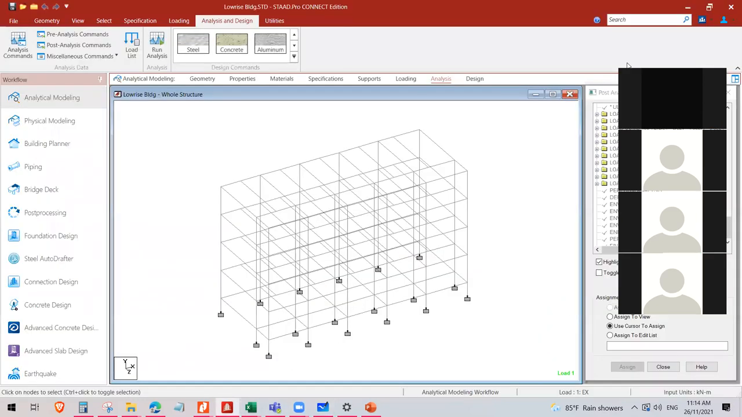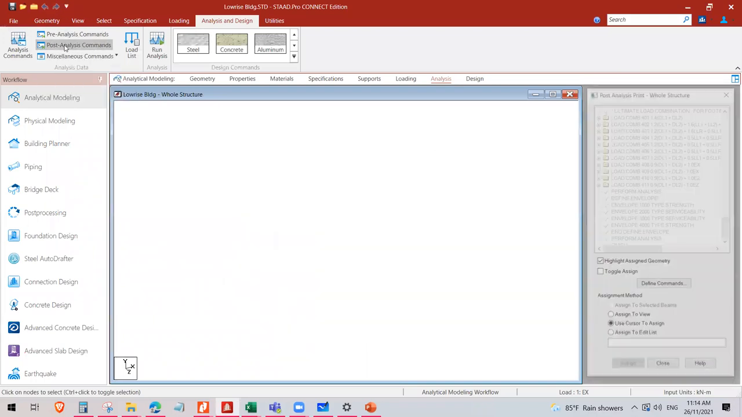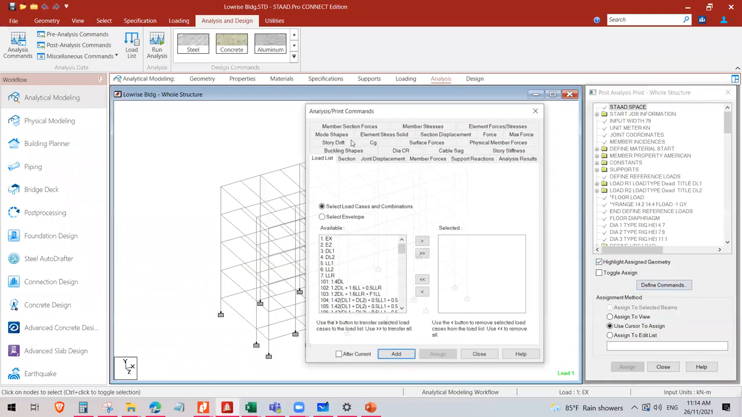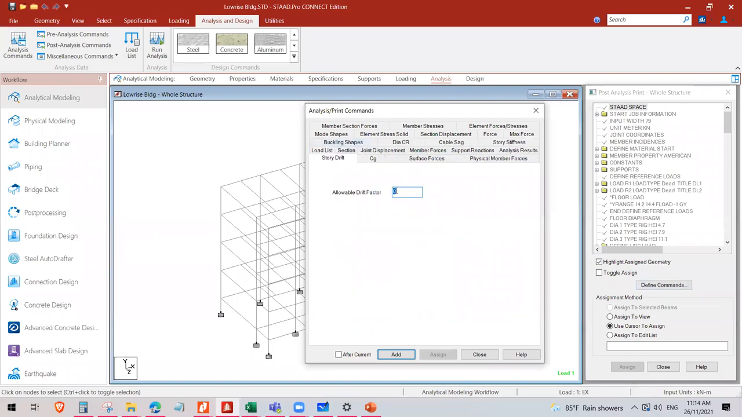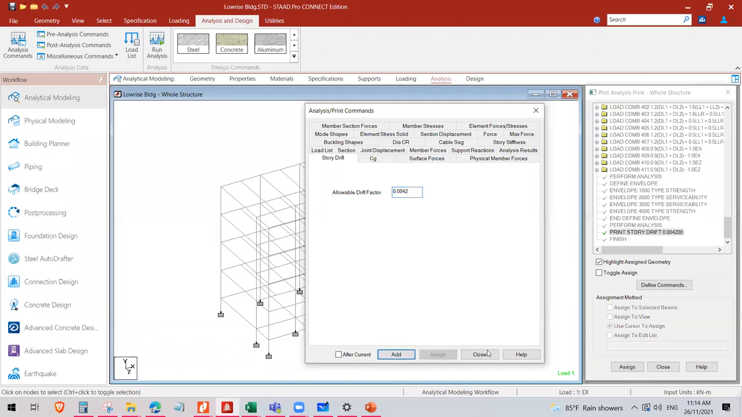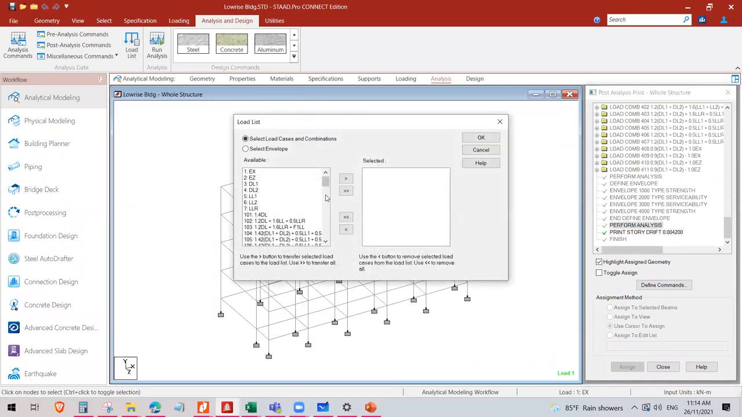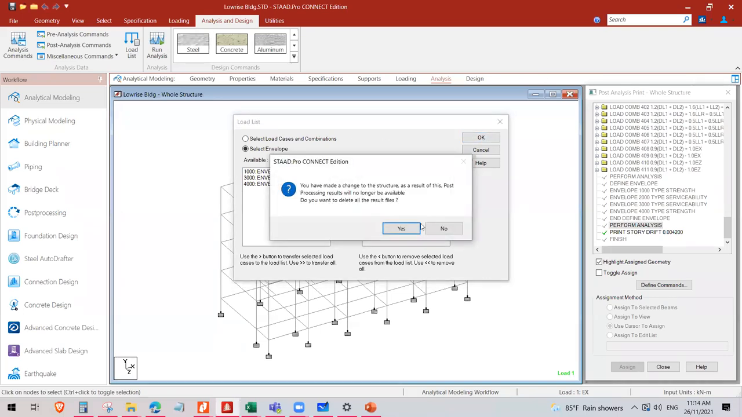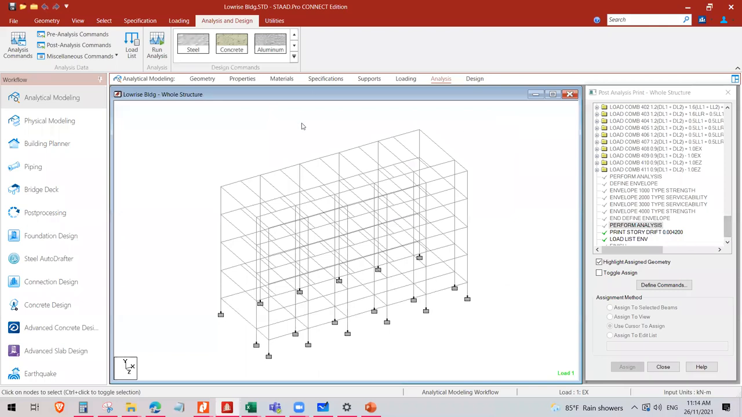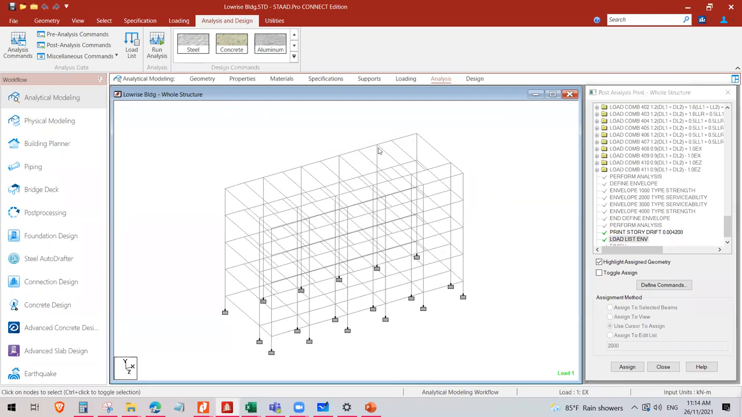Okay, so 0.0042, let's do that. So post analysis, then define commands. Ito yung story drift. Yan. So lagay natin yung kinompute natin, 0.0042, then add. Okay, what else? Oh, before that, supposedly, tingnan mo yung load list. Kaya kailangan may load list kayo for drift check. So ito yon, load list ko for drift check. Ulitin ko, dapat nauna to eh. Sige, saka ko na lang i-correct.